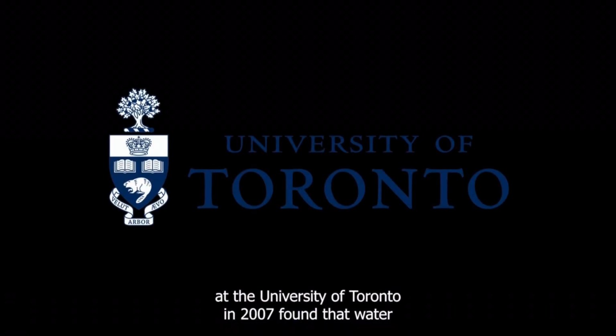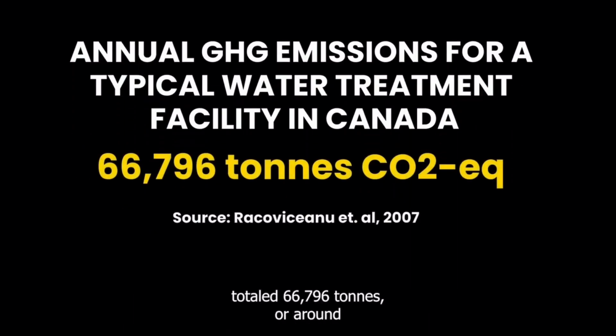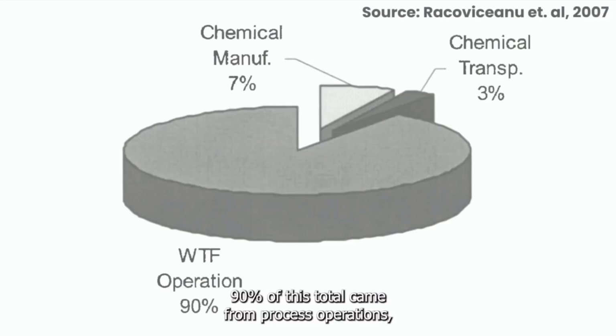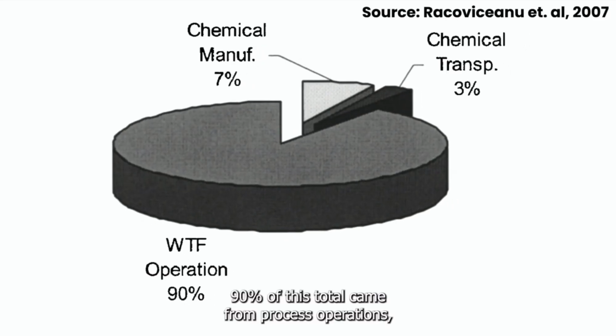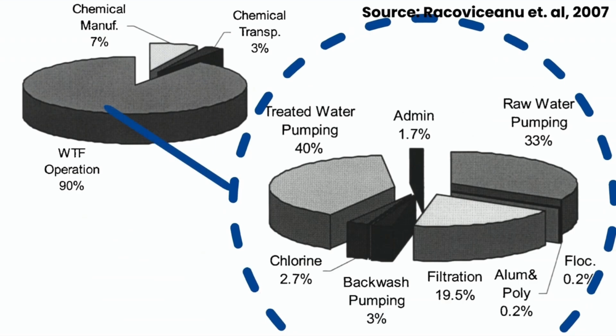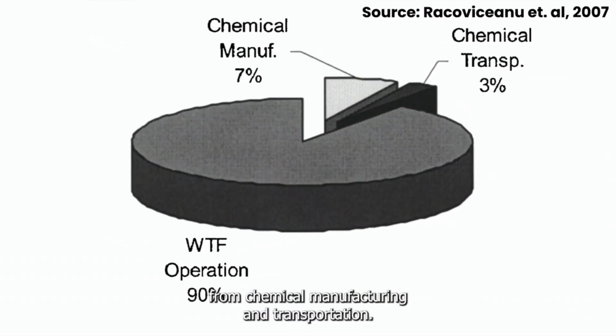A study conducted by researchers at the University of Toronto in 2007 found that water treatment facility emissions for Canada totaled 66,796 tons, or around 0.07 megatons of carbon dioxide equivalent per year. 90% of this total came from process operations, which includes treated water pumping, raw water pumping, filtration, and backwash water pumping. The other 10% of emissions comes indirectly from chemical manufacturing and transportation.